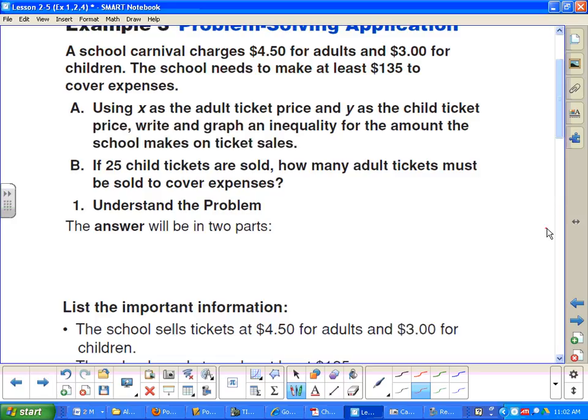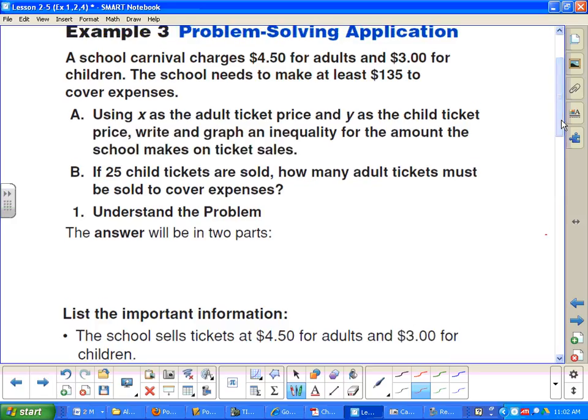So to do this, first of all, we're going to list the important information. What do we know that helps us? We have a story problem here, so what's going to help me accomplish my goal of getting these answers correct?